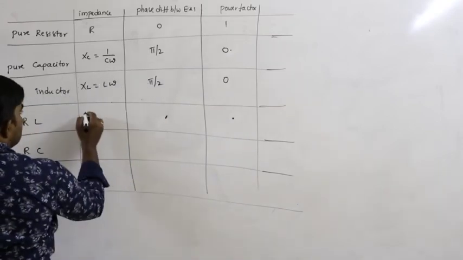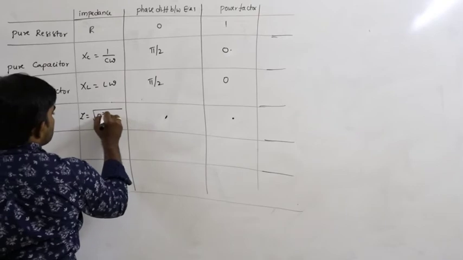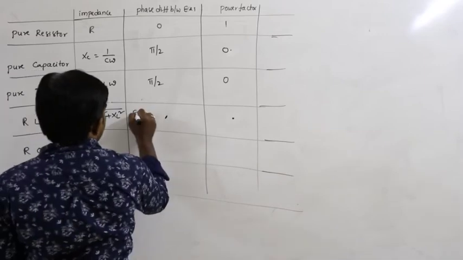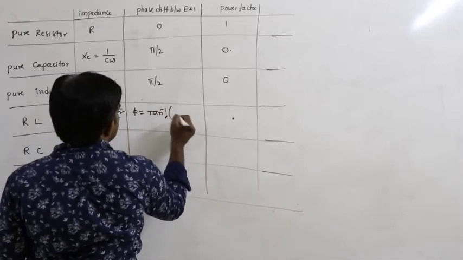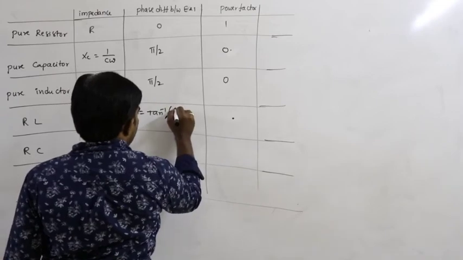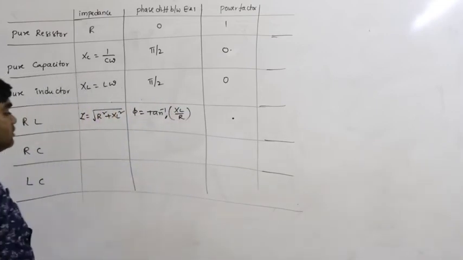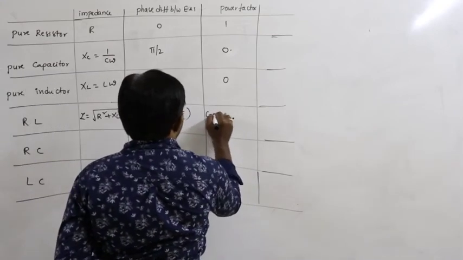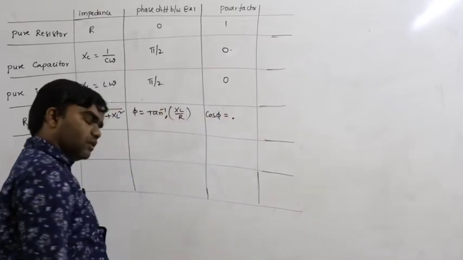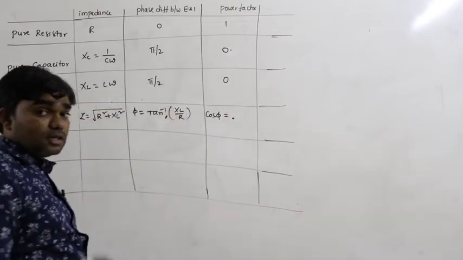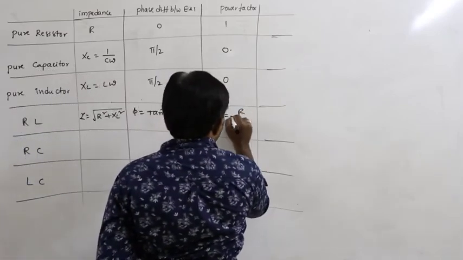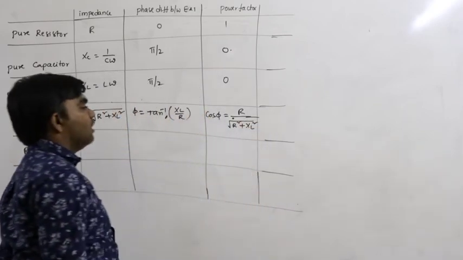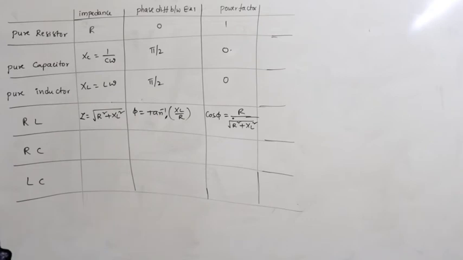RL circuit, impedance Z is equal to square root of R square plus XL square. Phase difference phi is equal to tan inverse XL by R. Power factor cos phi, what we derived, is base by hypotenuse. That means R divided by square root of R square plus XL square.